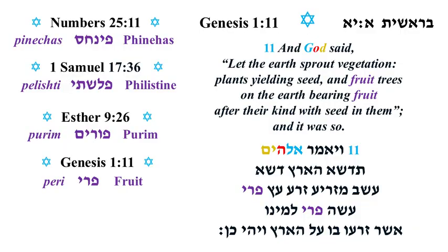Genesis 1:11, this is a nice word that you should know that begins with a pey. And it says, and God said, let the earth sprout vegetation, plants yielding seed, and fruit trees on the earth bearing fruit, after their kind with seed in them. And it was so.